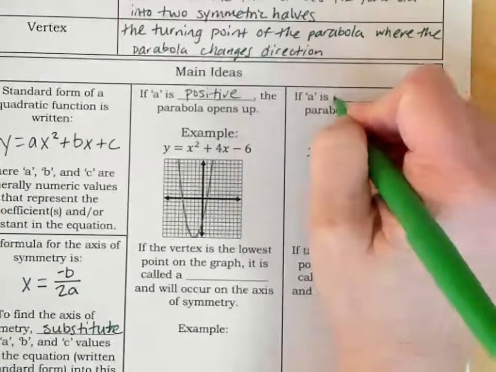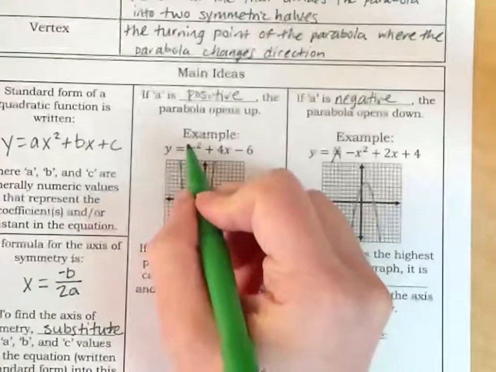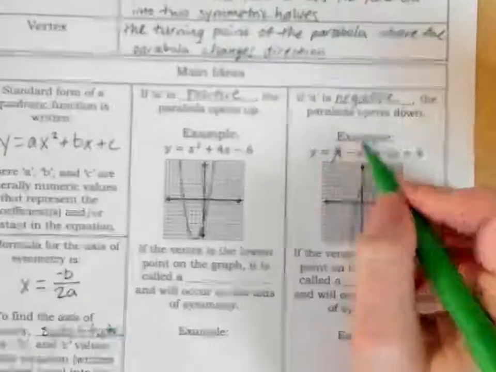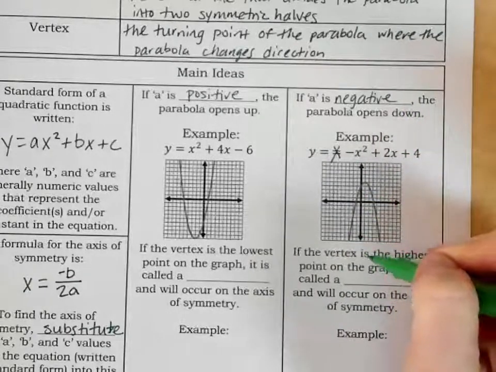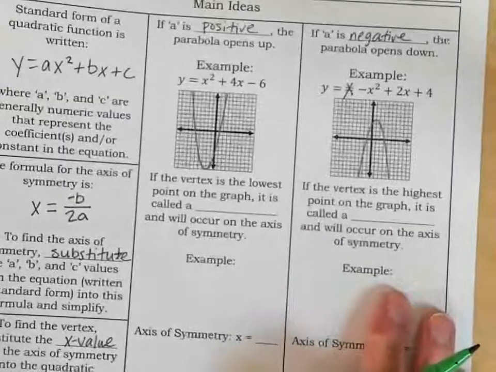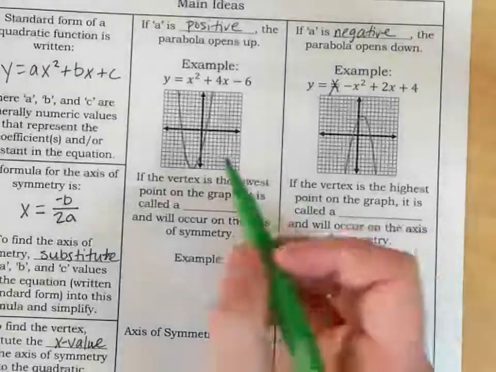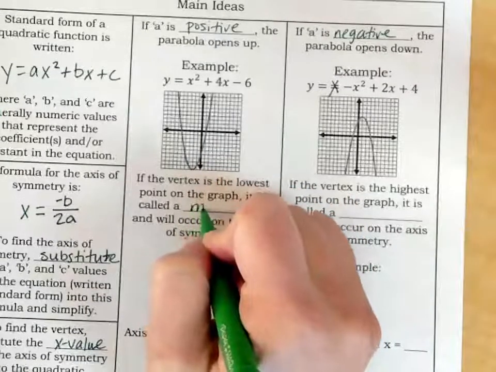If a is a negative number, notice here we had a positive 1 as a coefficient, and here we have a negative 1 as a coefficient. The parabola opens downward, meaning its opening is down at the bottom of the graph. So that means, in context, if the vertex is the lowest point on the graph, it is called a minimum.